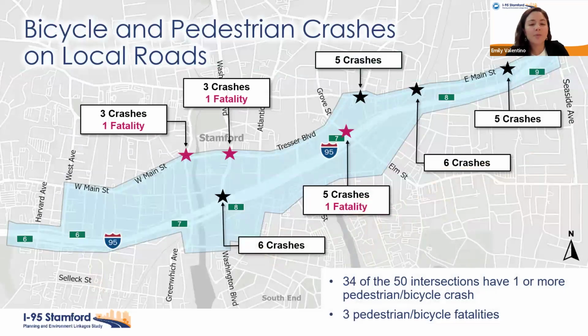And we understand that pedestrian and bicycle safety is a big issue in Stamford. We heard it from you, and the data backs it up. So we pulled out that information to display really what's going on. To start, 34 of the 50 studied intersections in our study area have at least one ped or bike crash. What you see on the screen are just the hot spots, where there is either a fatality or 3 or more ped or bike crashes. And you'll remember from the previous slide, there were 4 fatalities on the local roadways. This shows that 3 of which were pedestrian or bicycle fatalities. That really drives the point home that pedestrian and bicycle safety is of the utmost importance in Stamford.